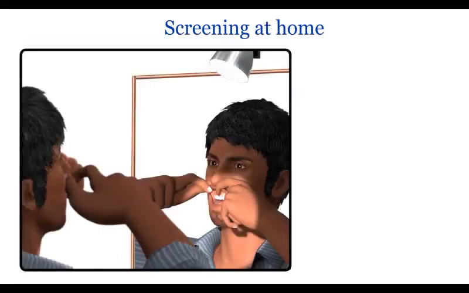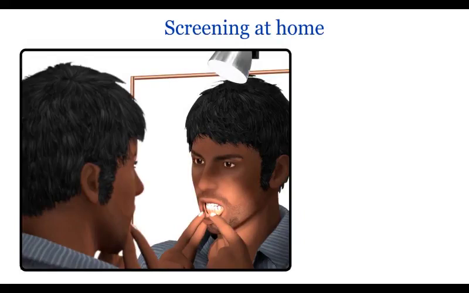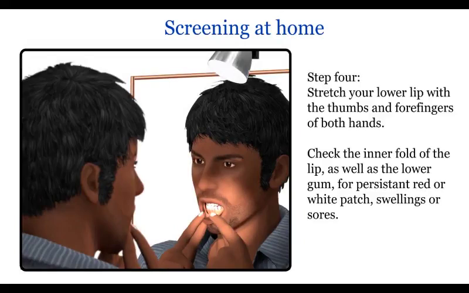Step 3. Stretch your upper lip with thumbs and forefingers of both hands. Check the inner folds of the lip as well as the upper gum for persistent red or white patch, sores, or swellings. Step 4. Stretch your lower lip with the thumbs and forefingers of both hands. Check the inner fold of the lip as well as the lower gum for persistent red or white patch, swellings, or sores.